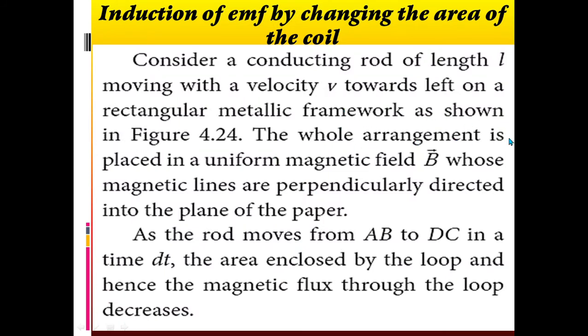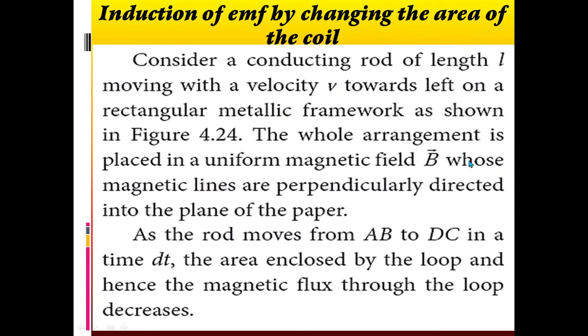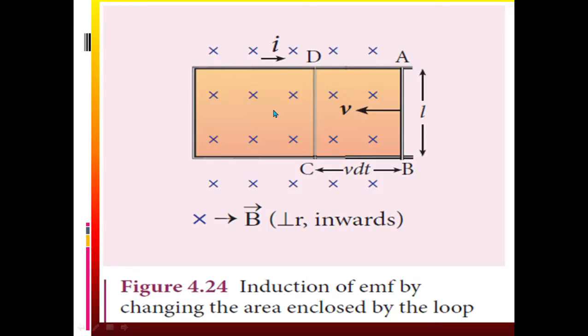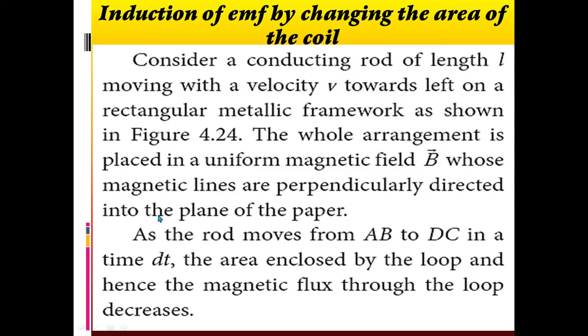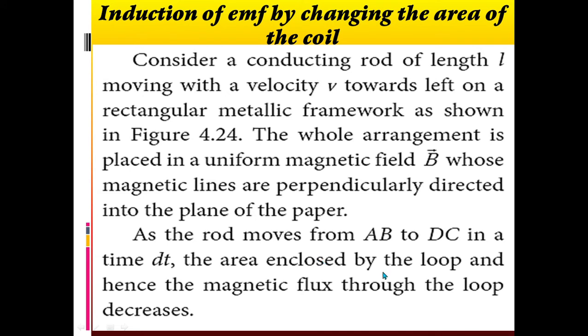The whole arrangement is placed in a uniform magnetic field. The cross marks indicate the uniform magnetic field B vector, whose magnetic lines are directed into the plane of the paper, perpendicular to the plane of the paper. As the rod moves from AB to DC towards the left-hand side, the area decreases. So the area enclosed by the loop, and hence the magnetic flux through the loop, decreases.